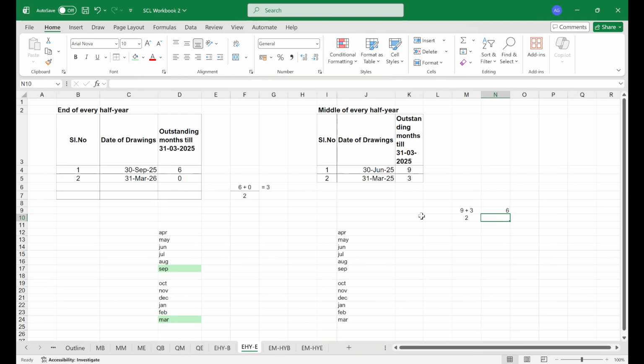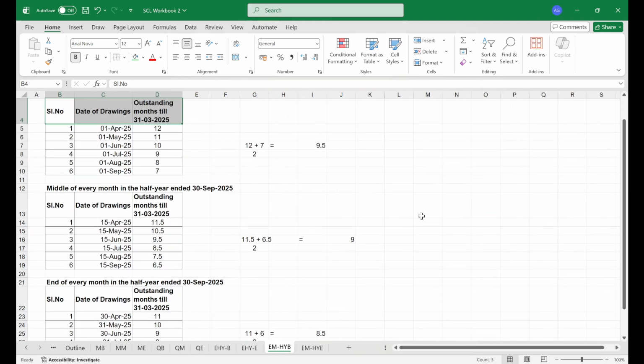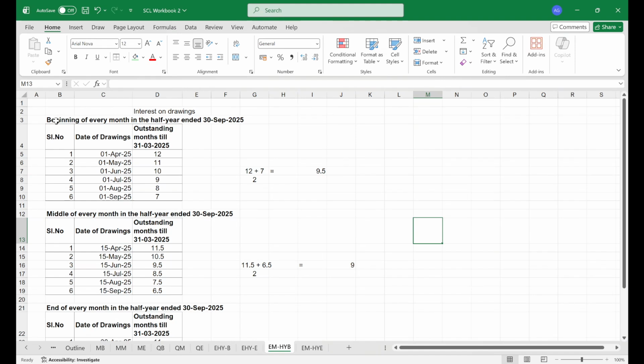Now there are 2 more scenarios. Let us quickly see them. Sometimes the question will say the partner withdrew at the beginning of every month in the first half year ended 30th September, and similarly end of every month. So do not consider this as monthly drawings done for 12 months. No, the partner withdrew only for 6 months, and those 6 months were the first 6 months.